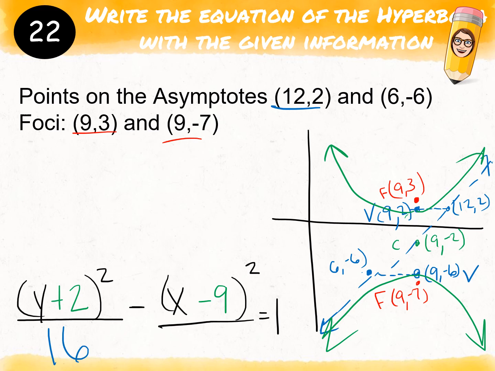Remember that b squared is the distance from the vertex to the asymptote, which is what I just created on my graph. From 9 to 12, it was a distance of 3. Or from 6 to 9, it was a distance of 3. And 3 squared is 9. Again, if you need to, please use an actual graph to help you interpret, understand, and figure out.